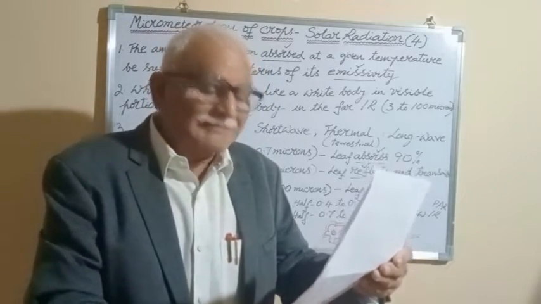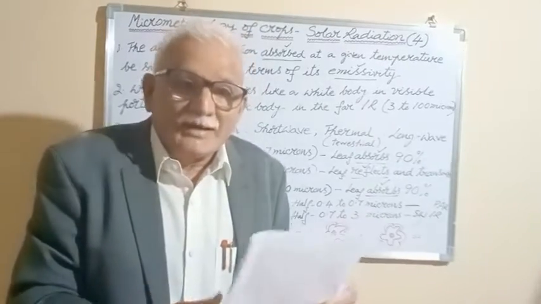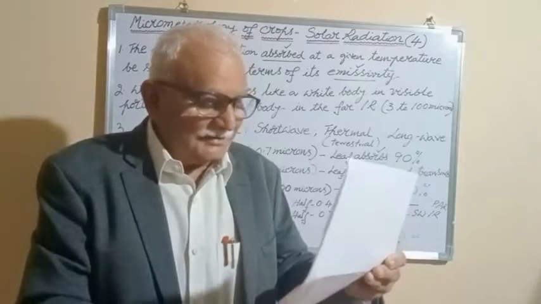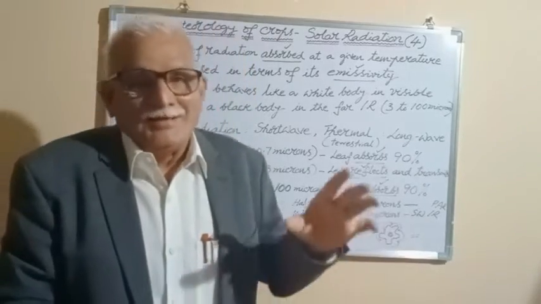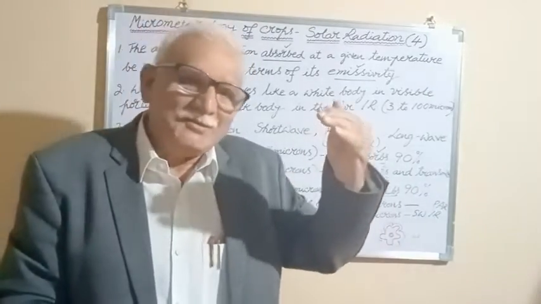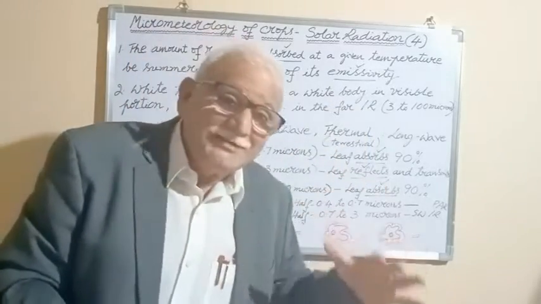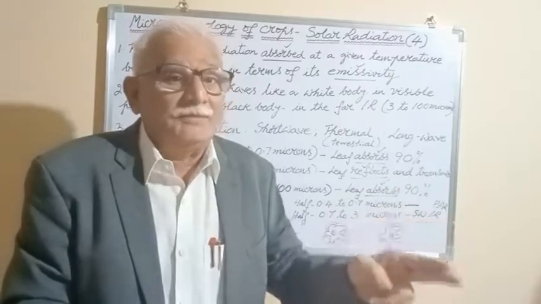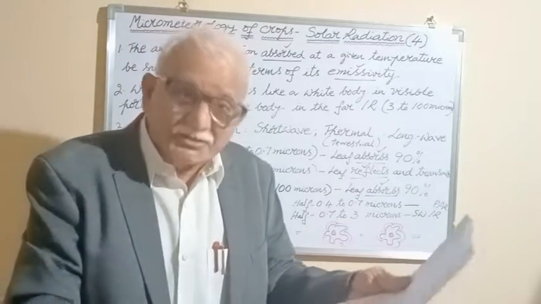The wavelengths at which radiation is emitted by a body at terrestrial temperatures are very much greater than those emitted by the sun. Again, I repeat it. From the sun, we get short wave radiation. From the terrestrial bodies, we get the long wave radiation.